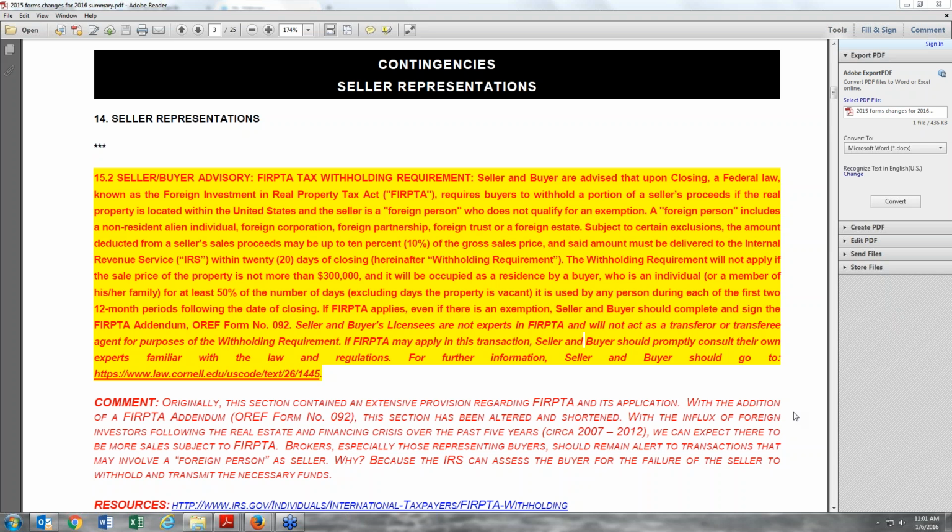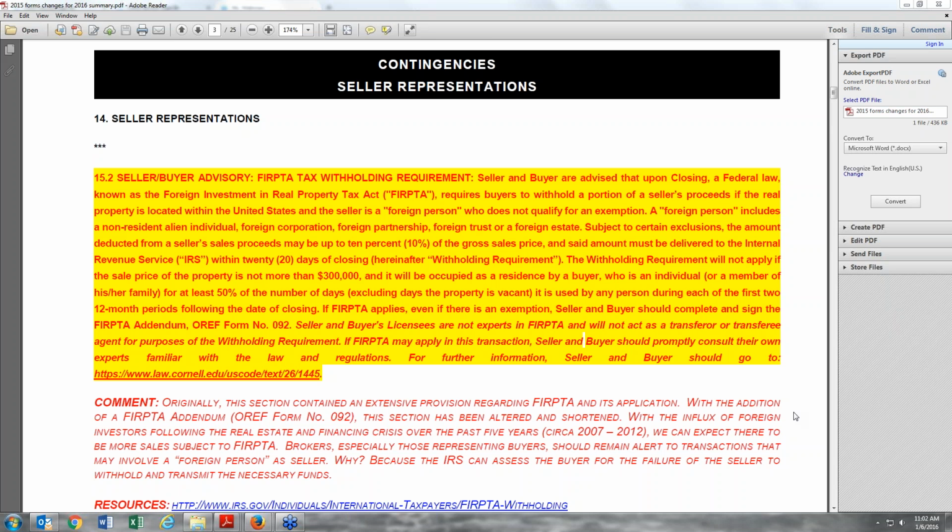And I know that the RMLS has inserted a provision in their listing agreement in regards to whether or not the seller is or is not a foreign person. And for those MLSs out there that don't have that provision, let me suggest they talk to their legal counsel about having one, because the best point to be vetting that issue is at the inception.